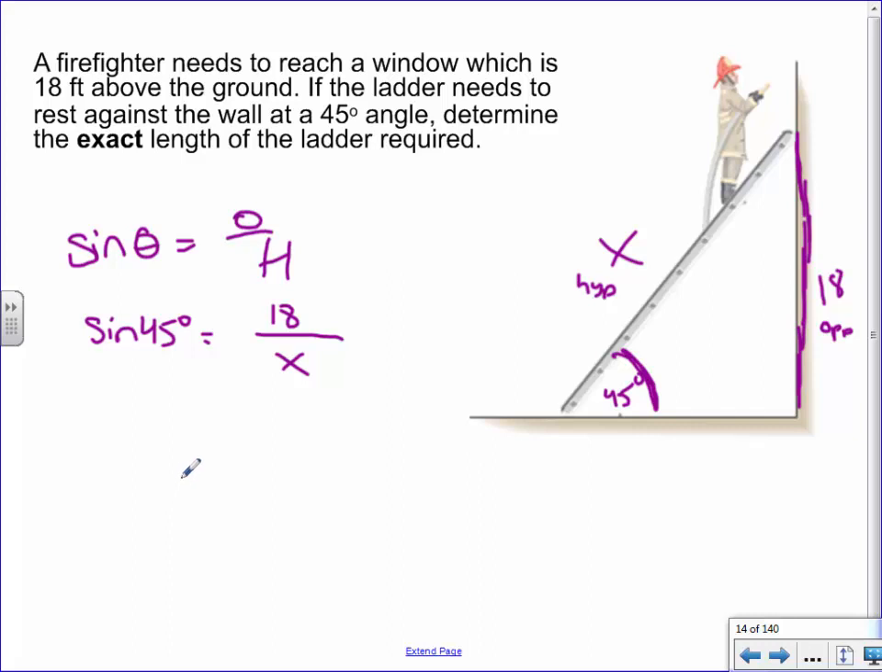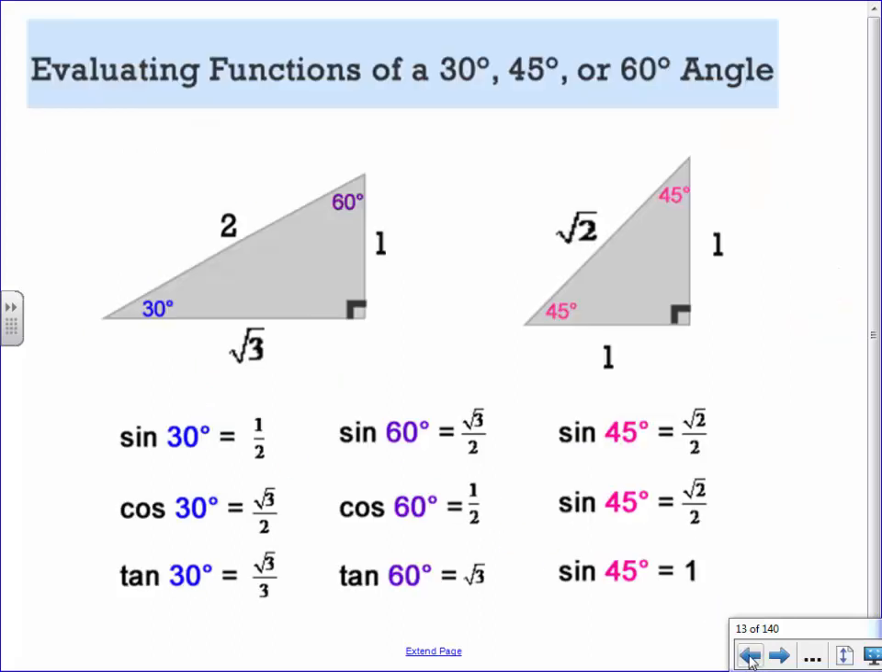Now, I could go to my calculator and type in sine of 45, but I don't want to. What I want to do instead is I want to substitute sine of 45 with a ratio that I can either memorize or look up or something like that. So I want to go back a slide here because they were all on the slide right here. Here was my triangle. Sine of 45 would be like right here. Sine of 45 would have been the opposite over the hypotenuse, which is 1 over root 2.